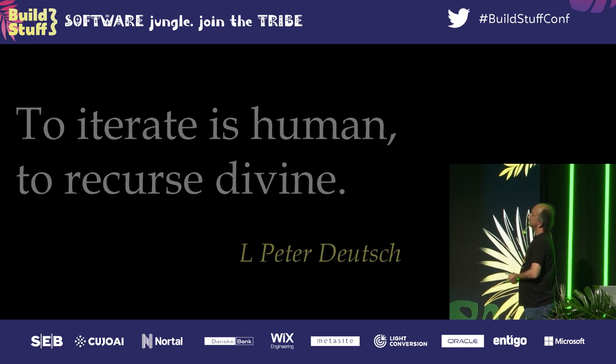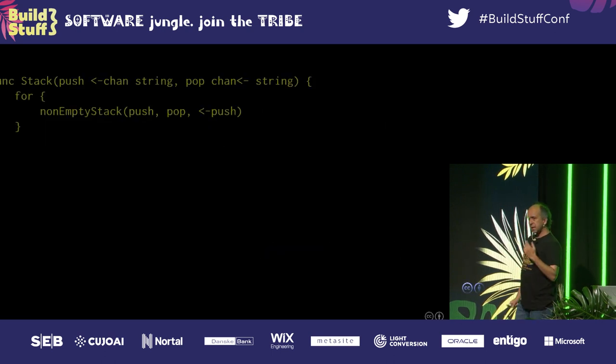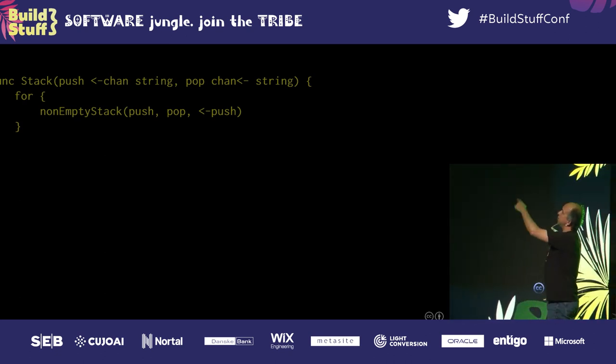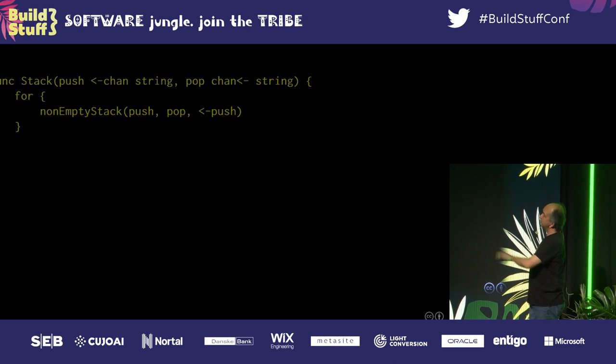Procedural coding is often associated with iteration, but if you want to get functional, you need to recurse. And recursion, that will make your colleagues stand in awe of you. So what's that going to look like here? That's going to look like this. We're going to forever loop around the non-empty stack. We're not listening to it.